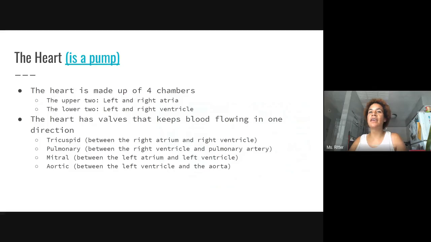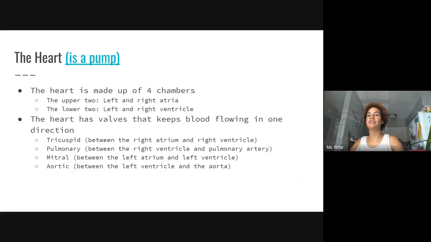All right, so the heart is a pump, okay? The heart is made up of 4 chambers. There are 2 upper, the left and the right atria, and then 2 lower, the left and right ventricles. So not really crazy names, but something you can totally learn.